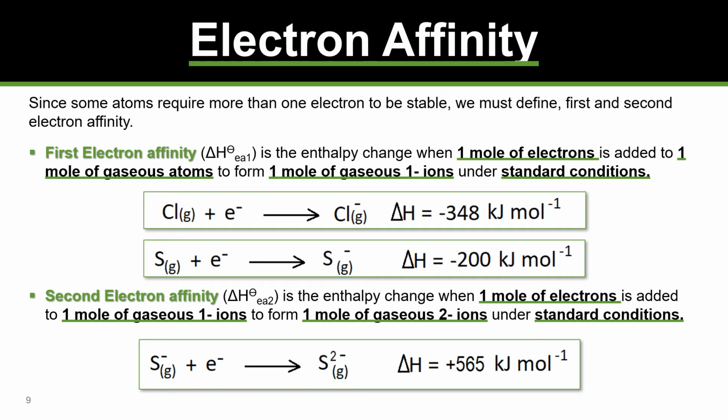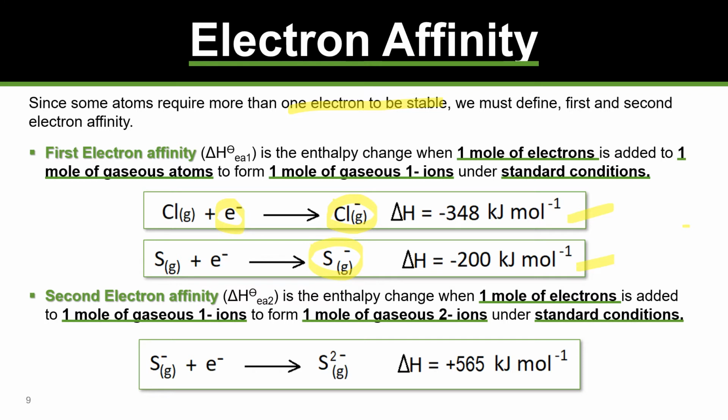Some atoms require more than 1 electron to be stable. In the case of the chlorine, chlorine gains 1 electron and completes the octet, and that is it. So we are not going to have a second electron affinity. In the case of the sulfur, for example, the sulfur has 6 electrons in the last level. So with only one more electron, it is going to become sulfur -1, but it's not going to be completed.